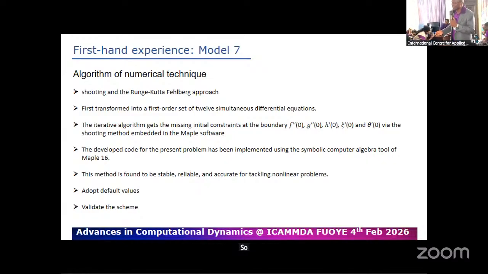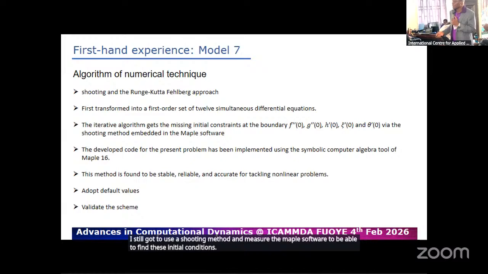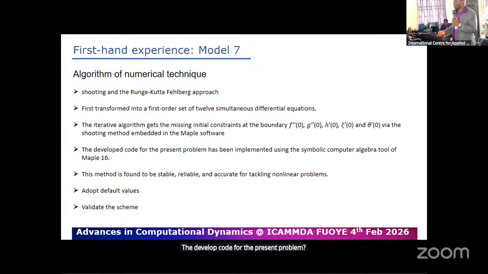But this time we have how many? We have 12. And then we have to look for the iteration. Don't forget it's now the boundary conditions, the initial conditions, that constitute the problem, and these are the ones that we do not know from the definition of the problem. And so we have to use a shooting method embedded in Maple software to be able to find these initial conditions.